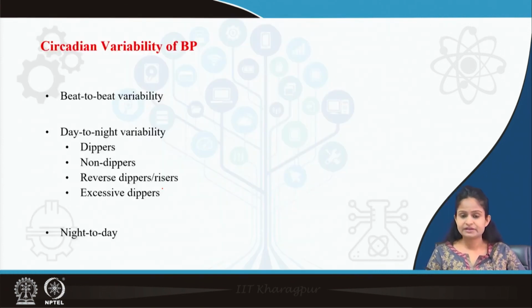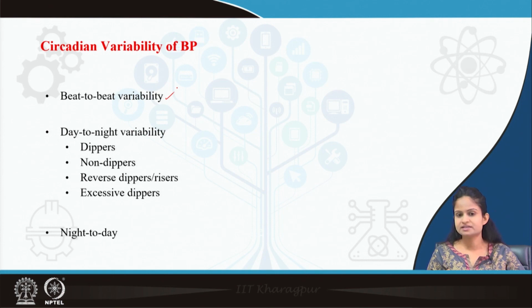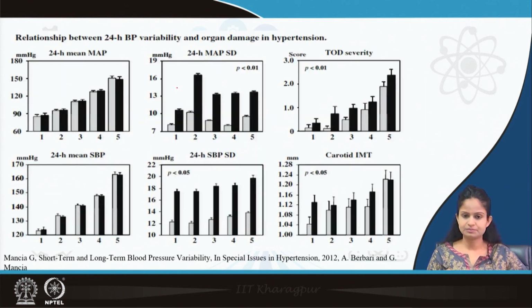So, the circadian variability of blood pressure is also present, like beat to beat variability, then there is a morning surge in blood pressure or there is a night dip in the blood pressure, that is the circadian variability of blood pressure. In the study we could see there is a 24-hour mean arterial blood pressure and this is a 24-hour mean systolic blood pressure.